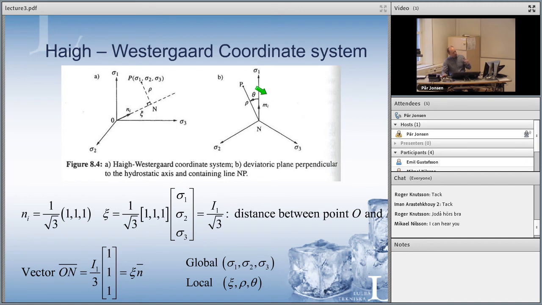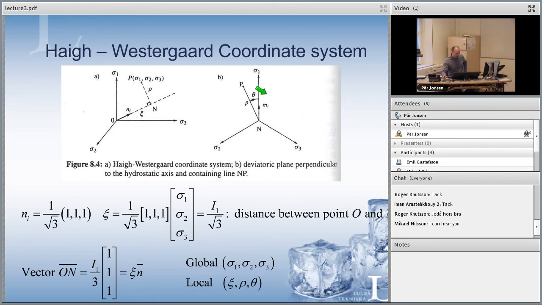So you have like this, sigma 1, sigma 2, sigma 3, and you have your point here. You put the plane on the pressure point, and then you find on this plane you will have an angle and a distance. This is how it works, the Westergaard system.